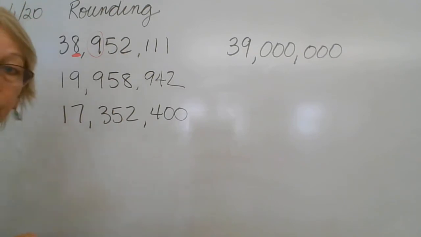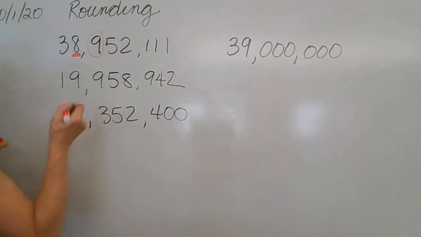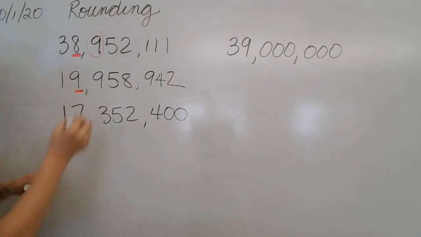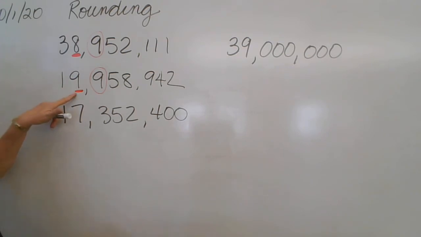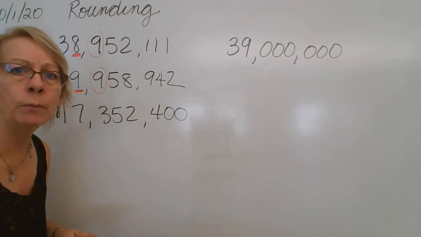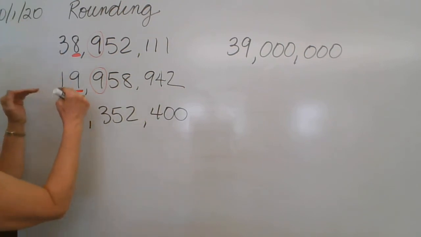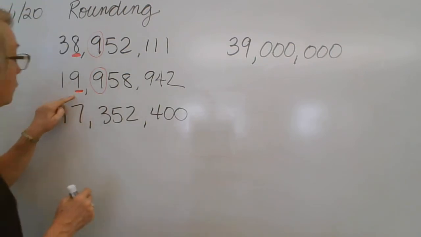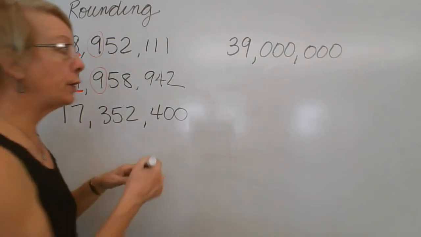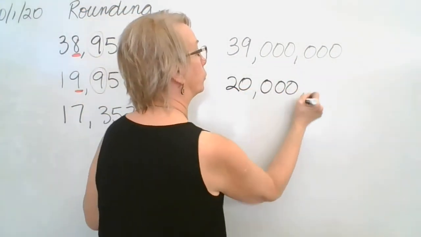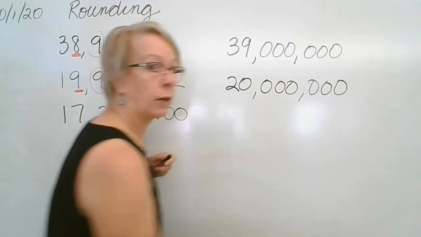All right, so let's round this next one. Millions place is the 9. So we look at this one here. It's also a 9, so we're going to round this one up. What does 9 round up to? 9 is the biggest number. So that means, what's the next number above 19? What's the next number above 19 million? 20 million. So 20, and then all those zeros to put it in the millions place.